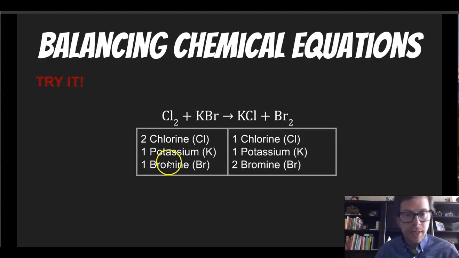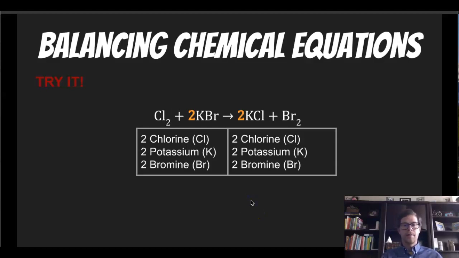Okay, let's see how you did. So on the left, we've got 2 chlorines, 1 potassium from there and 1 bromine. On the right, we've got 1 chlorine from right there, 1 potassium from right there, and 2 bromines. So you can see the chlorines and the bromines are the things that are not matching. So what can we do?